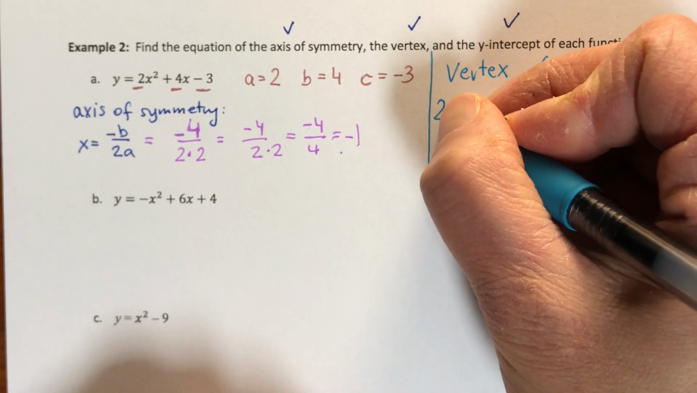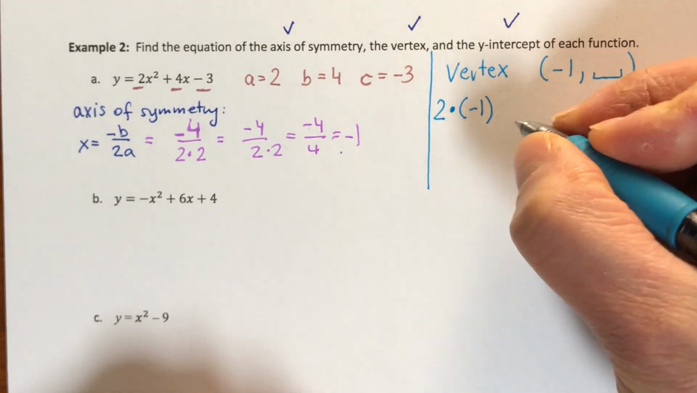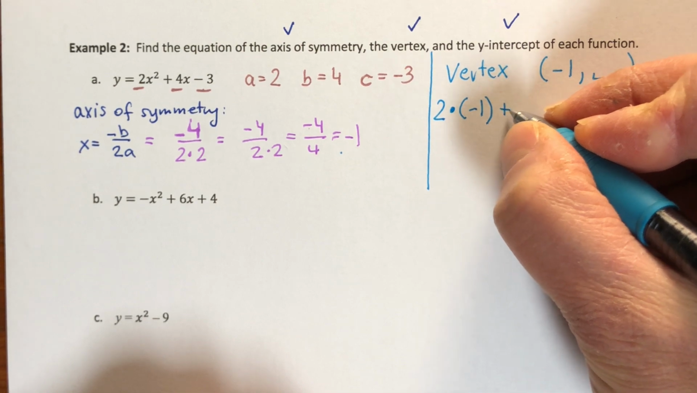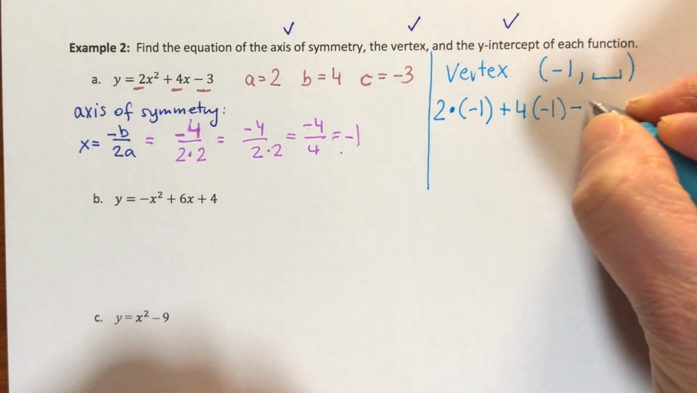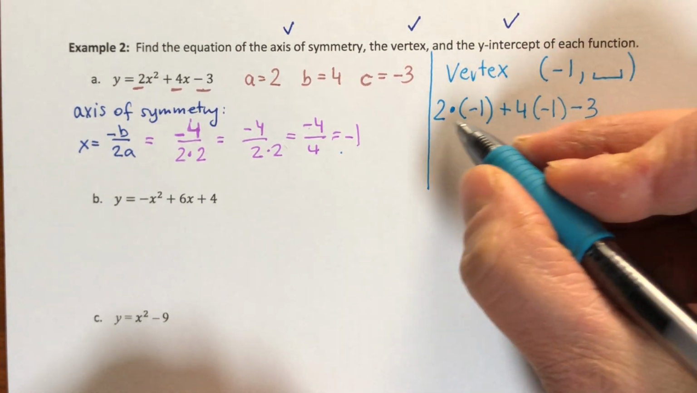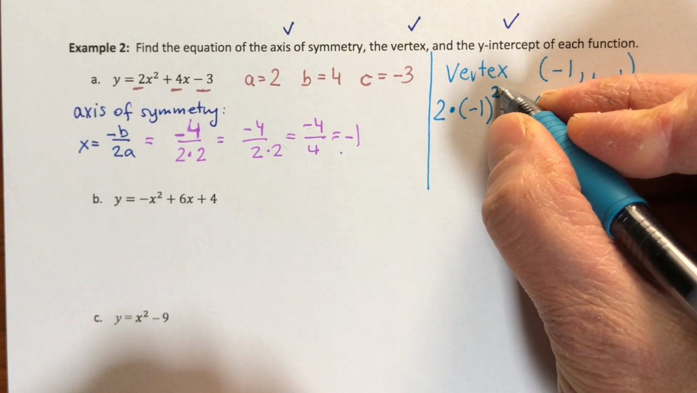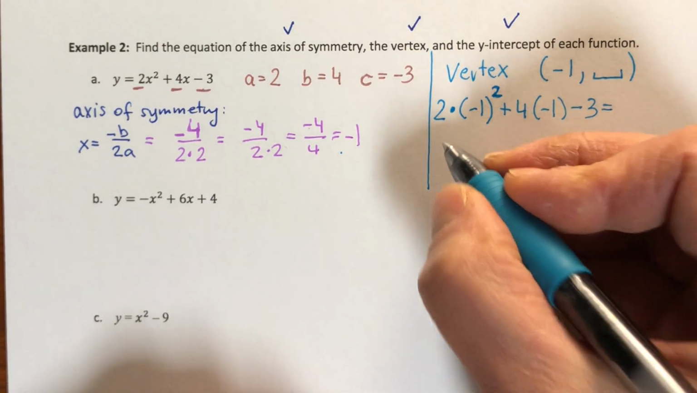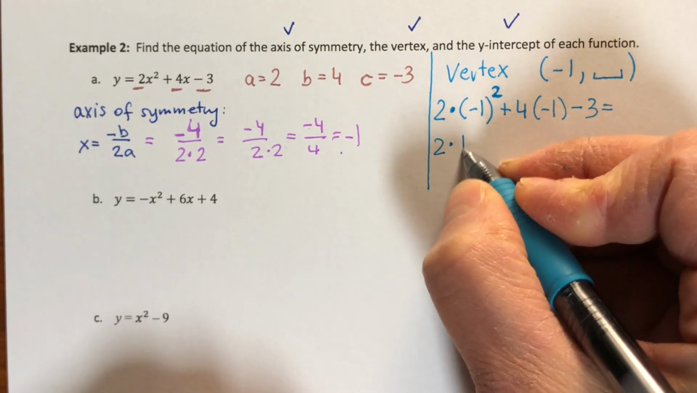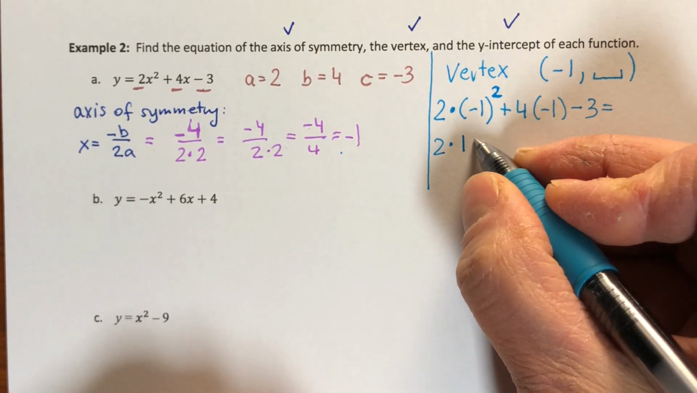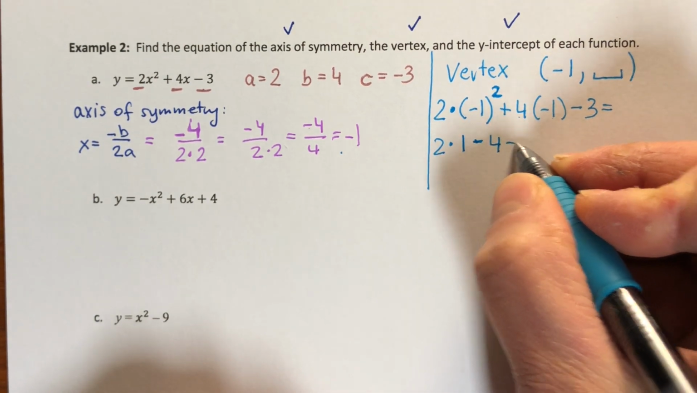So here we go. We have 2 times -1 plus 4 times -1 minus 3, and I forgot about one thing. Notice 2 times -1 squared, right? Very important. So let's see. 2 times -1 squared is going to give me +1. 4 times -1 will give me -4 minus 3.